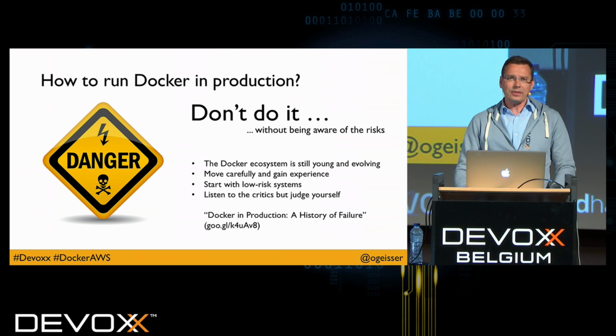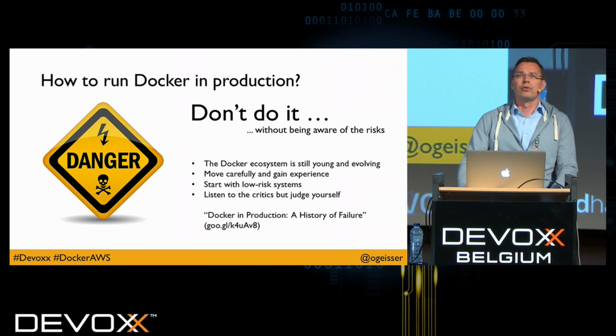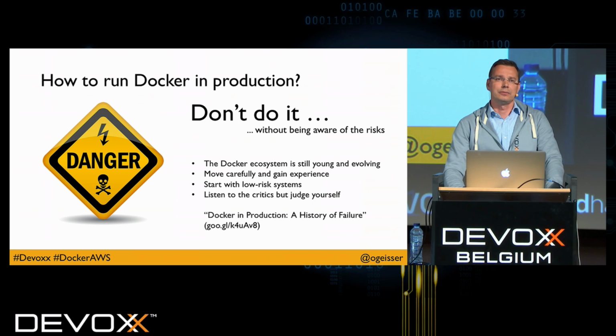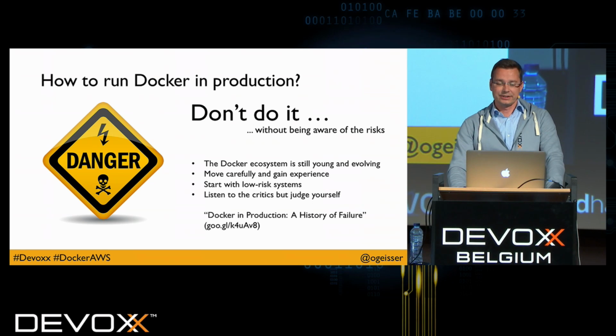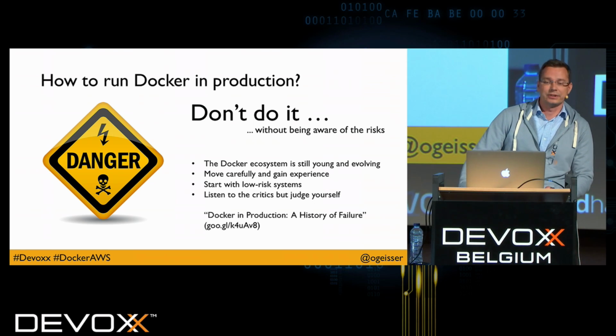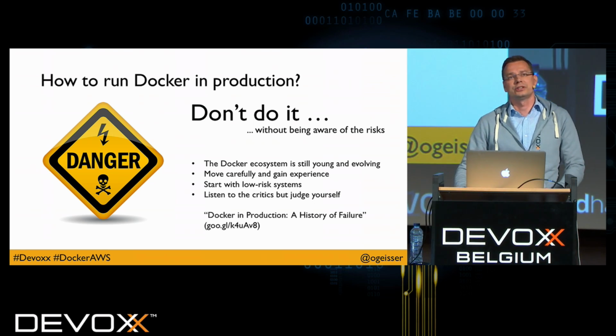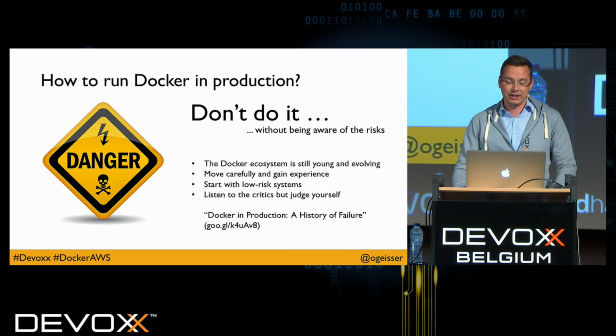The Docker ecosystem is still young and evolving. A lot of new releases, breaking changes, and so on. So move carefully and gain experience. Start with low-risk systems. Don't start with your mission-critical application. Listen to the critics, but judge yourself. For example, there's a blog post just published this weekend, Docker in production: a history of failure. Read this, read the comments, and judge by yourself.